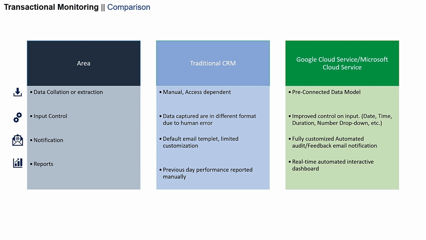Notification for the traditional CRM would be a default email template or some other communication method. Whereas in the cloud services, we have fully customized automated email notification for audit. We can send an email notification for feedback. We can also send reminders for non-acknowledgement cases. And most importantly, reports.